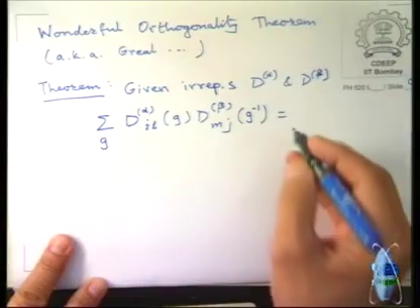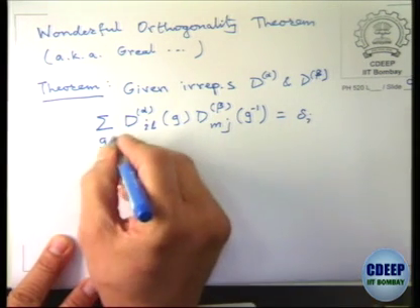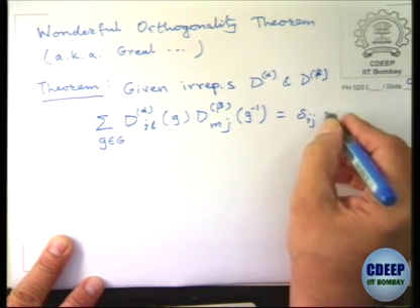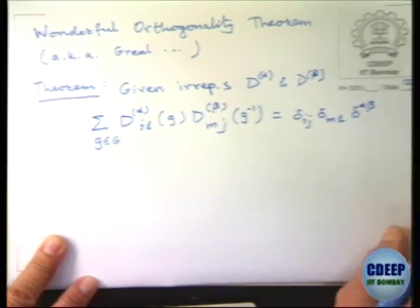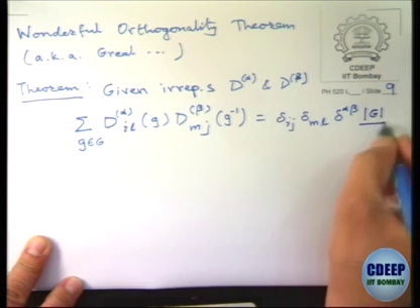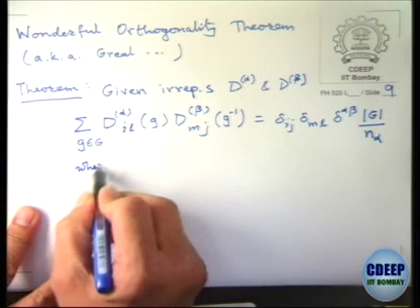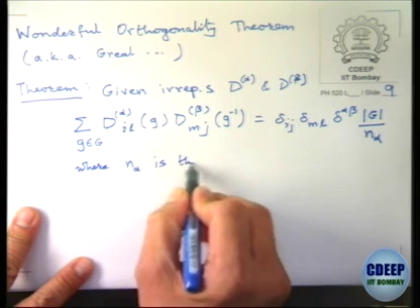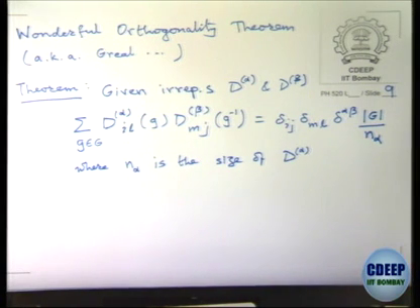The claim is that this will result in a bunch of Kronecker deltas: the sum over all G belonging to G is equal to delta ij delta ml delta alpha beta times some normalization, order of G divided by n alpha, where n alpha is the size of the representation, and order of G is the size of the group G.